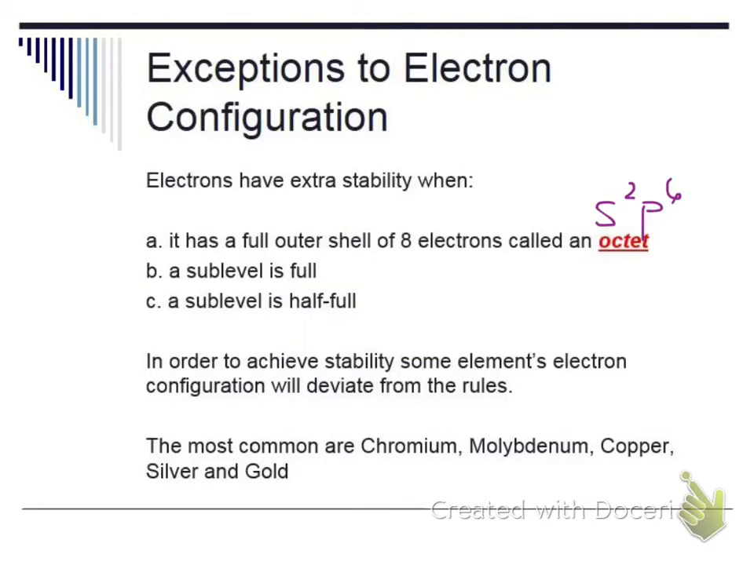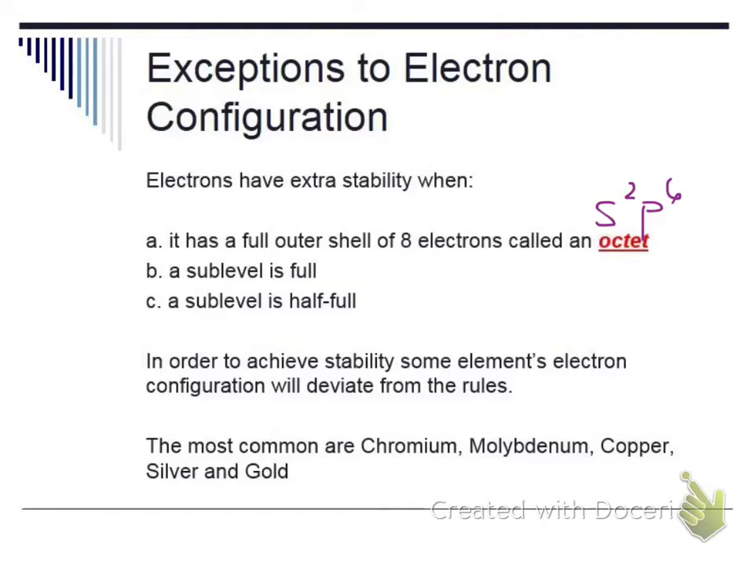If a sublevel is full, for instance if my d sublevel is completely full, it's more stable than a partially filled one. If my s sublevel is filled with 2, it's more stable than a partially filled one. And then the next best thing to full is being half full. That would be if my d orbital had 5, my p had 3, or my f had 7. In other words, I have 1 electron in each of the orbitals. So that makes them more stable.